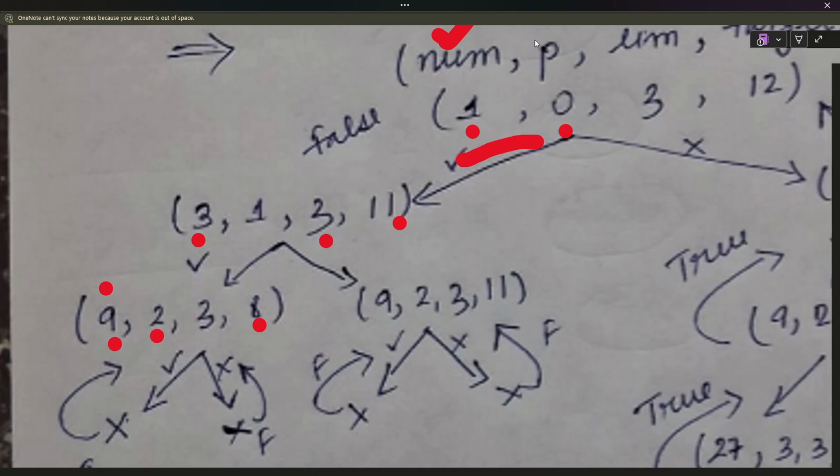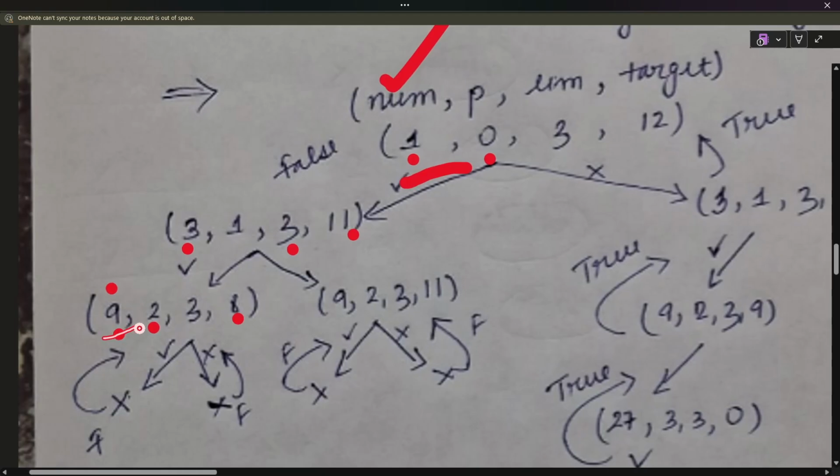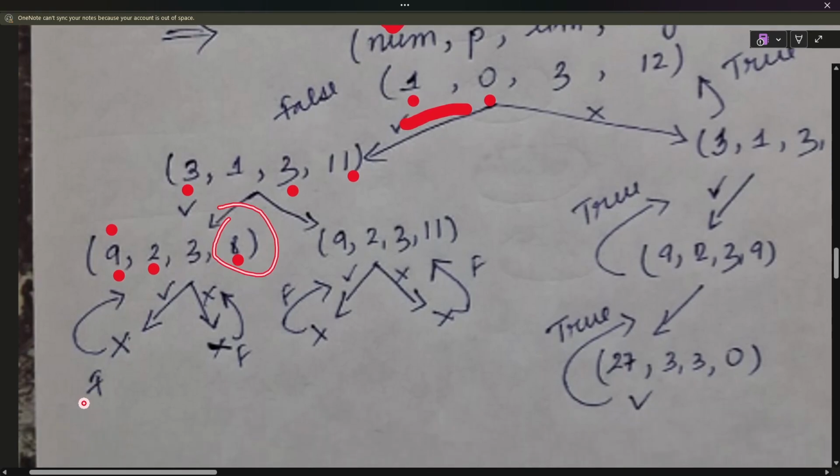So 3 to the power 2 is 9. We can't subtract it, as it will go negative, so false will be returned. And if we further increase the tree, the power will increase, so 3 equal to 3 will also be returned false.